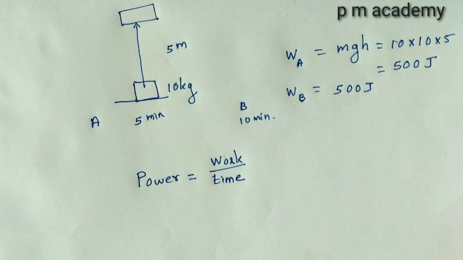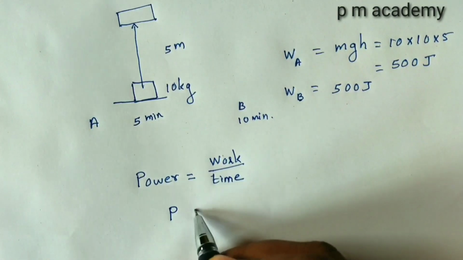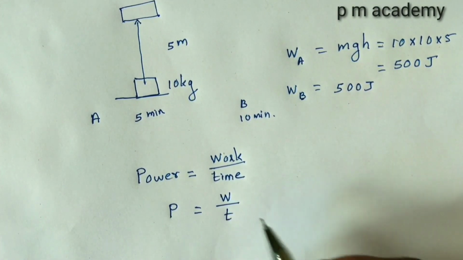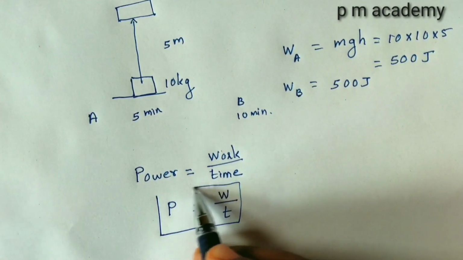Once more, what is power? Power is a physical quantity that indicates how much work is done in unit time, or how fast the work is done, or the rate of doing work. We can represent power by the letter P. Work is represented by W. Time is represented by T. This is the formula for finding power.